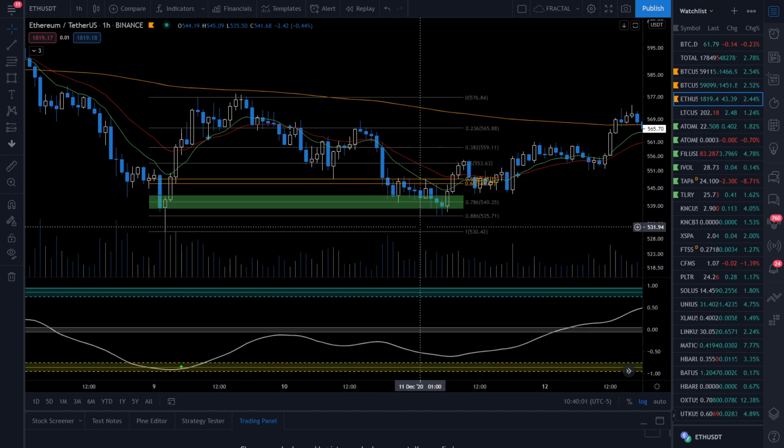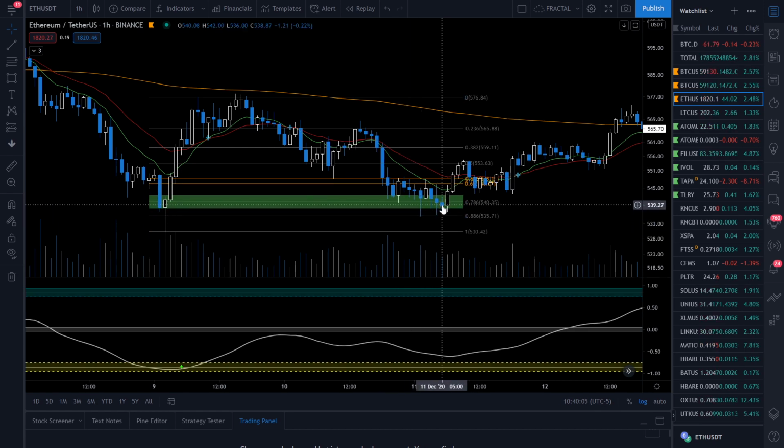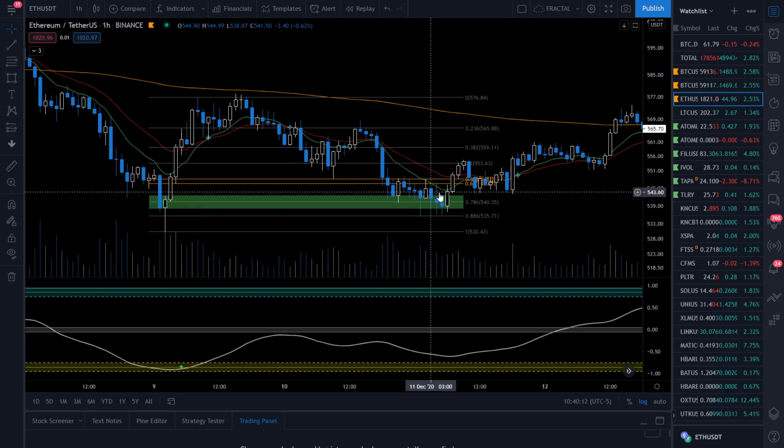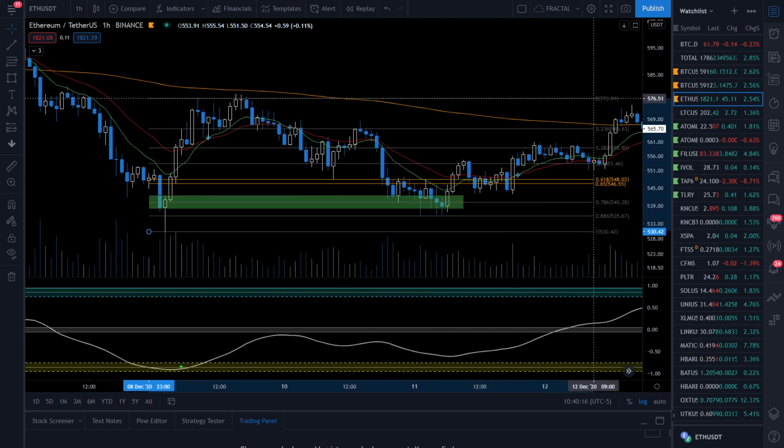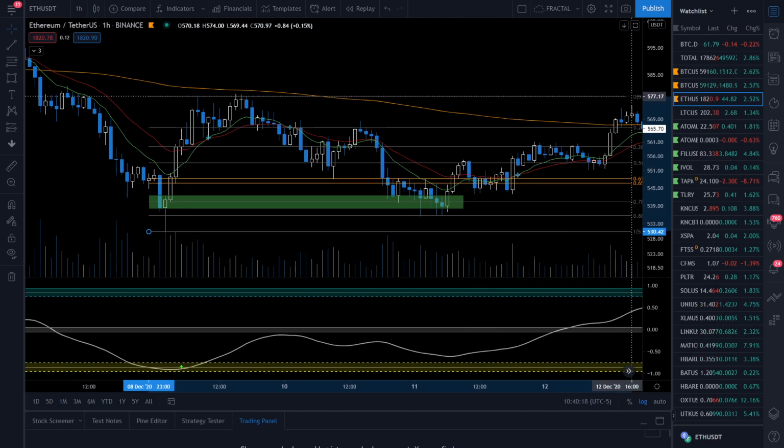Now, obviously, sometimes we can get these wicks and things, but as far as a manual stop loss, if you get two closes below here, that's usually where I would get out anyway. So, look at that signal. It worked out perfectly. And then next, so what do we do next, right?